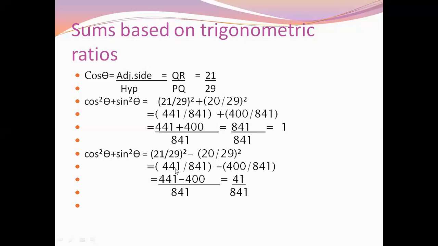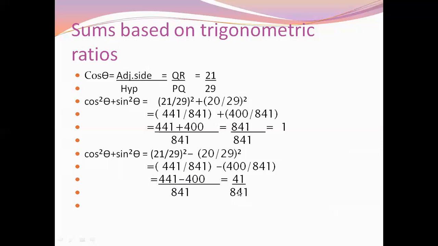21 by 29 whole square is 441 by 841, minus 20 by 29 whole square is 400 by 841. Again, the common denominator is 841. So right here 841. Then the numerator here is 441. This numerator is minus 400. 441 minus 400 is 41. So the second bit, that is cos square theta minus sin square theta value, we got it here.